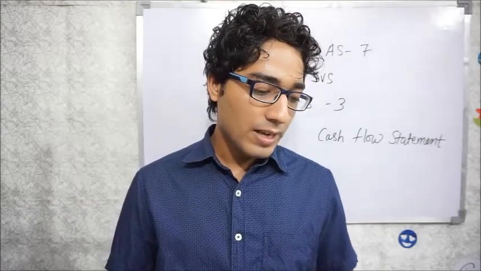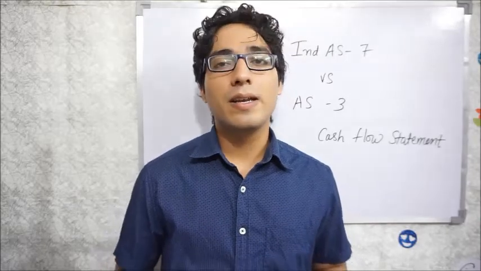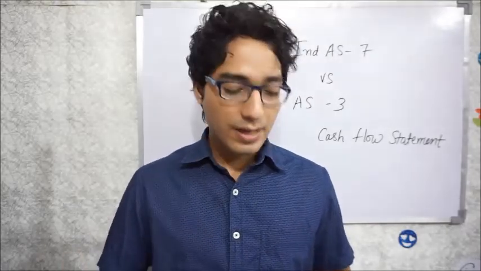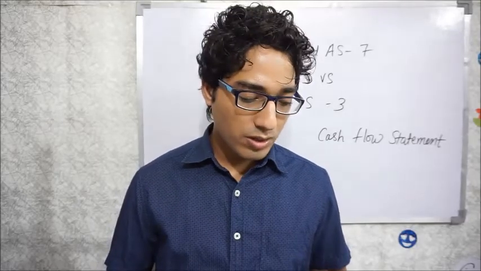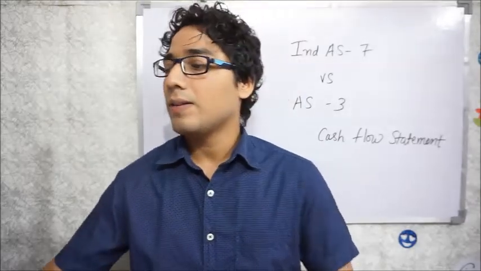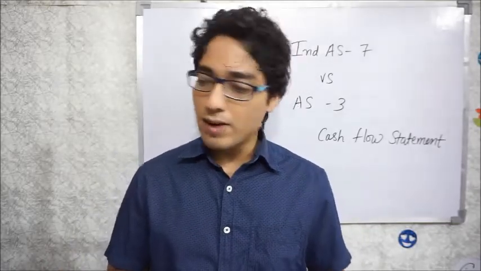Now differences number 6 and 7 are regarding disclosure in case of a subsidiary. I am not going to read it out. Clauses number 6 and 7 just tell you about this from Ind AS 107.